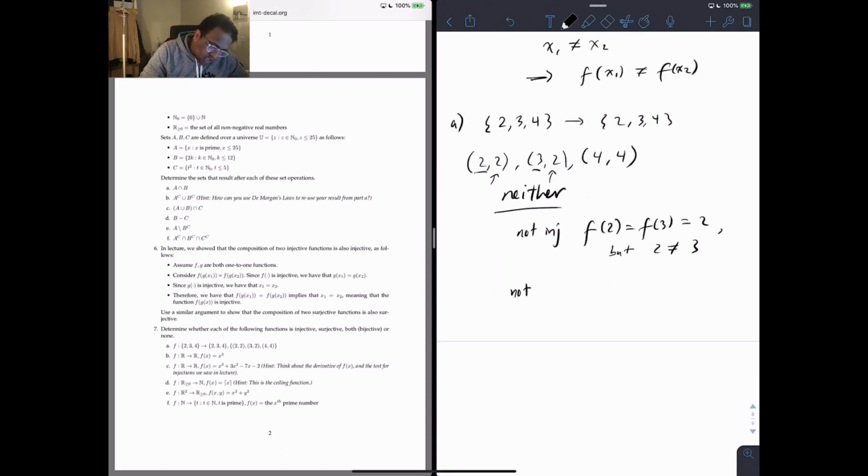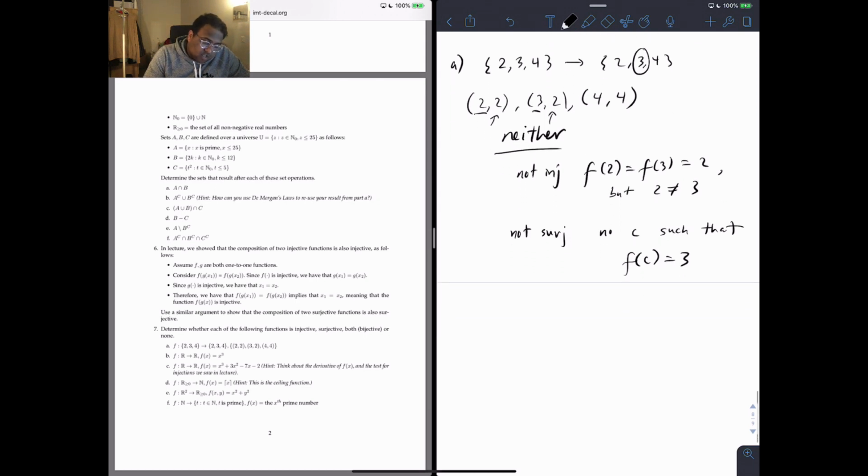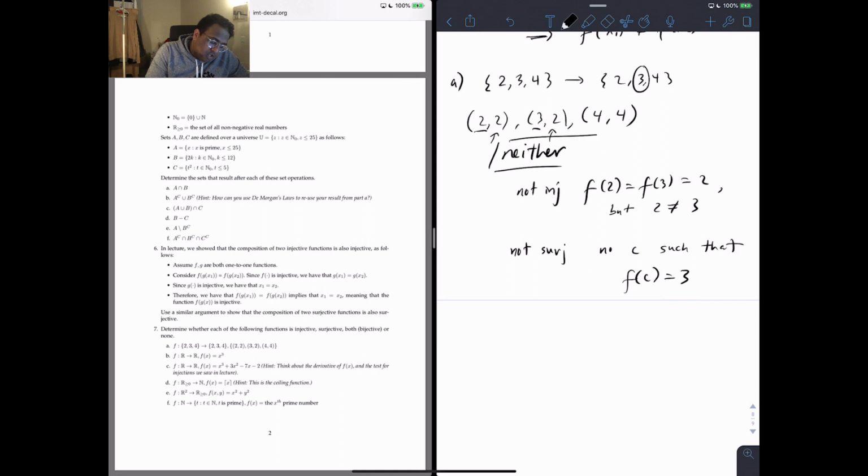It's also not a surjection because there's no c such that f of c is equal to 3. Notice 3 is an element in the codomain, but it's not one of the outputs of the function. The only outputs of our function are 2 and 4. For a function to be a surjection, that's just another way of saying the range and codomain are the same set. But there's nothing here that outputs the value 3, so this function is neither.